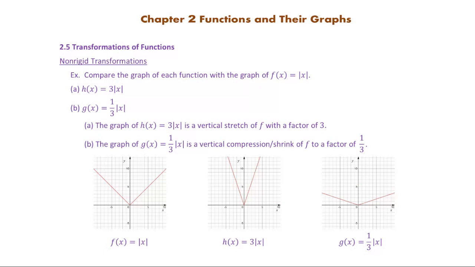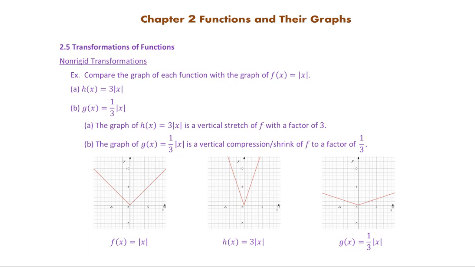That's called non-rigid transformations. What we have just done so far are called the rigid transformations. When you shift, you don't change the shape of the curve. You only change the location of the curve. When you reflect, you don't change the shape either. So those are called rigid transformations. But there is also something called non-rigid transformation, where you do change the shape of the curve a little bit.